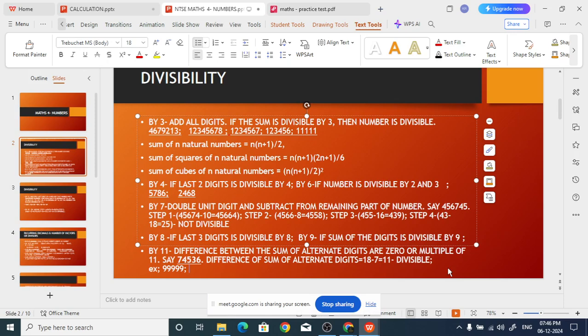What they say, take a number 74,536. Take the alternate digits 7, 5 and 6. Add those three numbers. 7 plus 5 is 12, 12 plus 6 is 18. Keep it there. And then the other two, 4 and 3, you add. That is 7. So 18 minus 7 is 11. 11 is divisible by 11. So the whole number 74,536 is divisible by 11. Okay. Understood what I am saying?